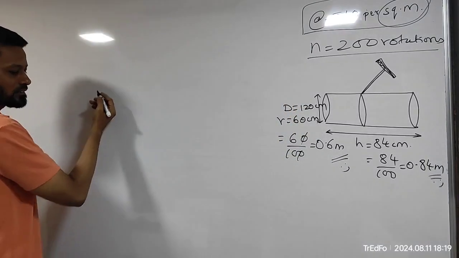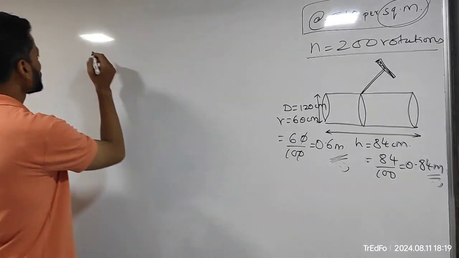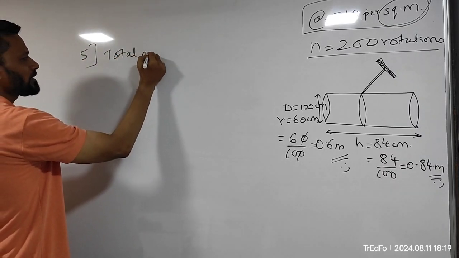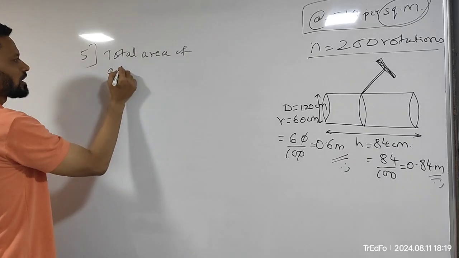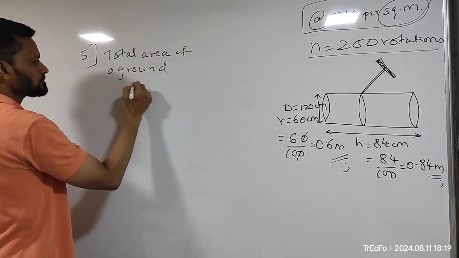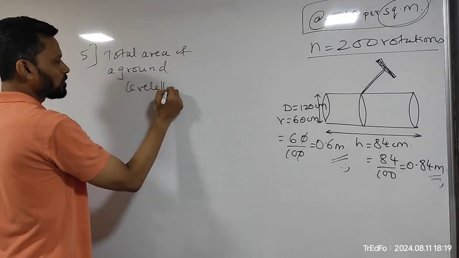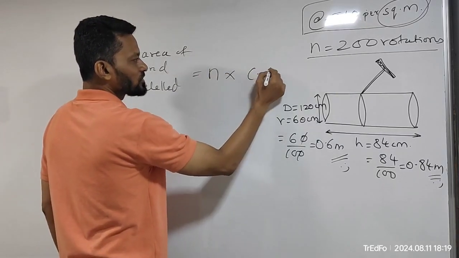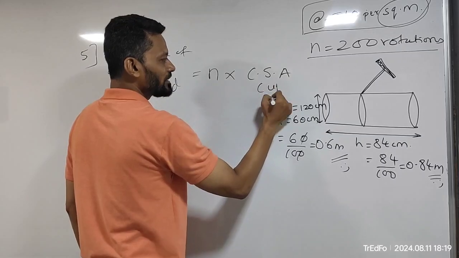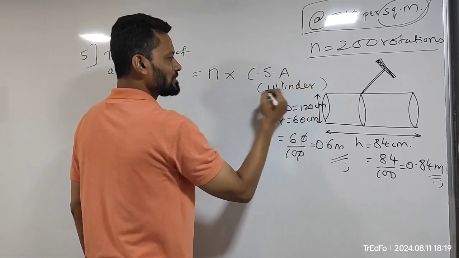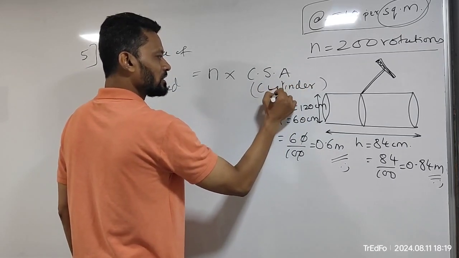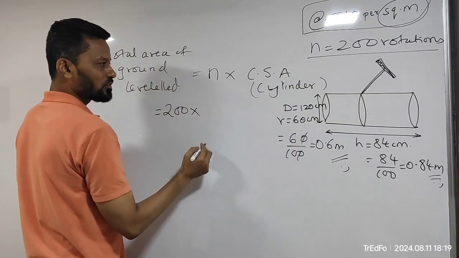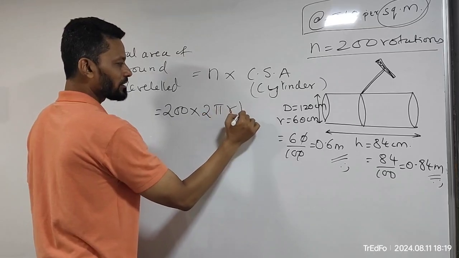So let's just find this. Sorry, this is question number 5. So we write total area of the ground leveled. How are we writing it? It's n number of rotations into curved surface area of a cylinder. So n is 200, into the curved surface area of a cylinder, which is 2 pi r h.